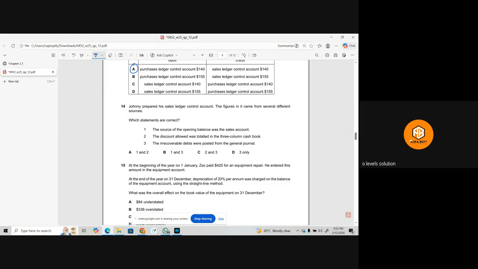Next one is the 14th. Read it and solve this. Johnny prepared his sales ledger control account. The figures in it came from several different sources. Which statements are correct? The source of the opening balance was the sales account. The discount allowed was totaled in the three-column cash book. Discount allowed, yeah, the second is correct. The irrecoverable debts were posted from the general journal. Two and three. Yes, two and three are correct.